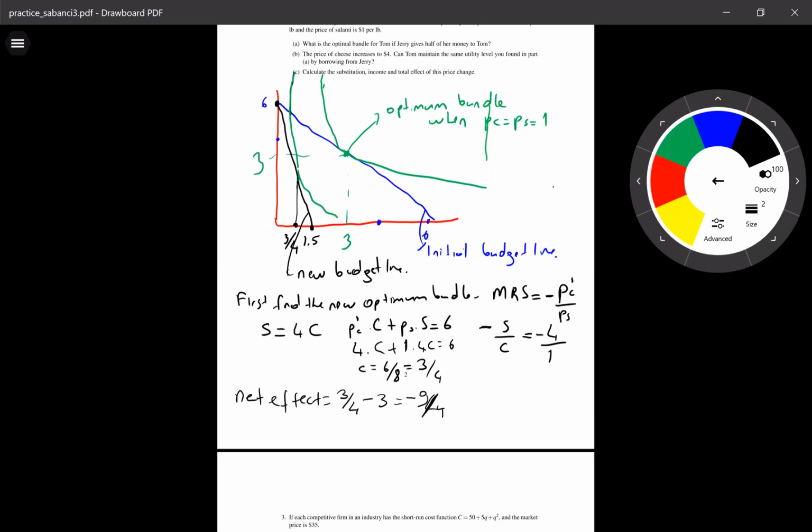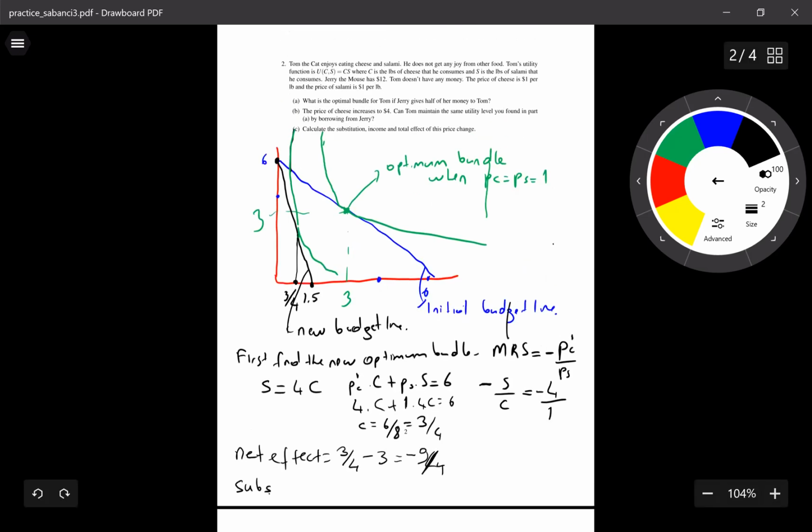Okay, substitution effect. To find the substitution effect, in fact, we have done it in part A. What we need to do is draw a parallel budget line to the new budget line, which should be tangent to our initial indifference curve. So I am drawing a parallel budget line to my new budget line, and this is the optimum bundle.